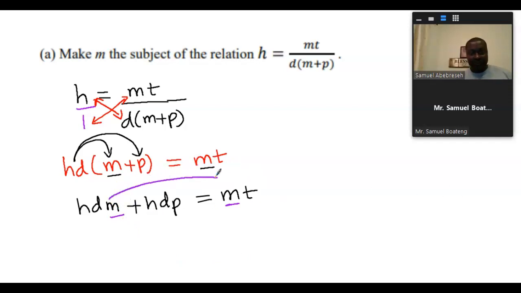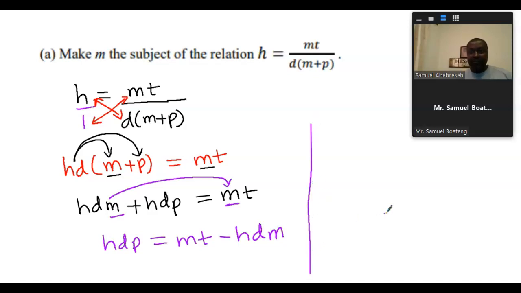So on the left, when we send hdm to the right-hand side, let's see what will happen. On the left, it will be left with hdp equal to mt minus hdm. Remember, it's positive here. So when it crosses the equal sign, it becomes negative. Okay, so on the right-hand side, we are looking for m.